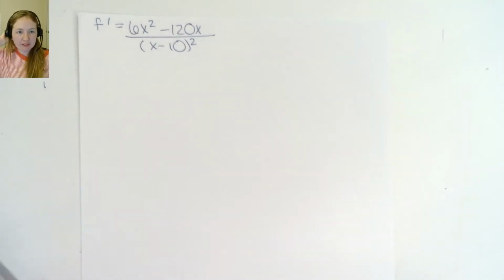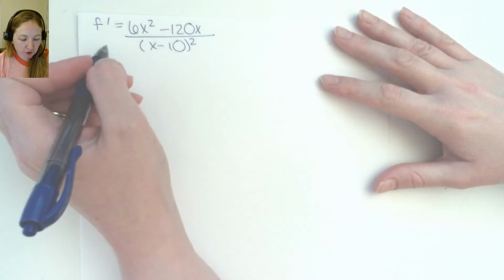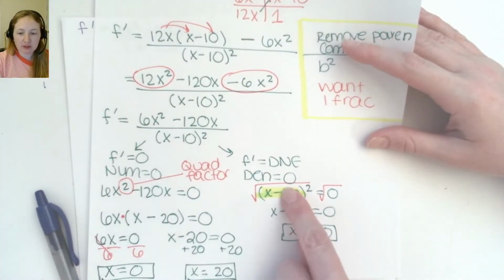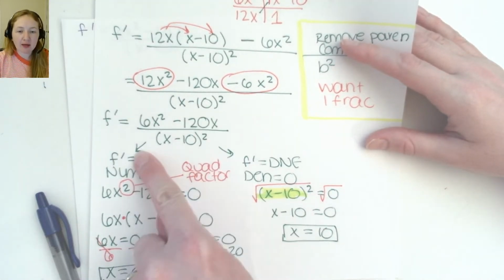Okay, so now we need to look at concavity. So we need to take our second derivative. Our first derivative is here. Again, that comes from right before we set numerator and denominator equal to 0. That is our first derivative in its most simplified form.